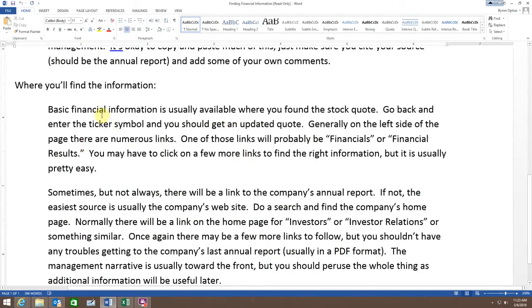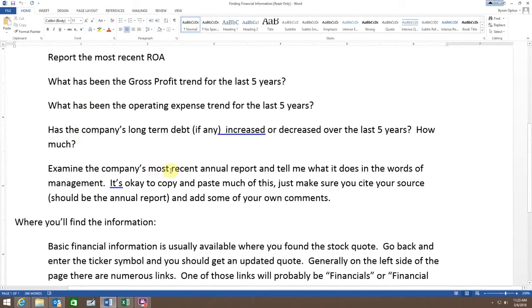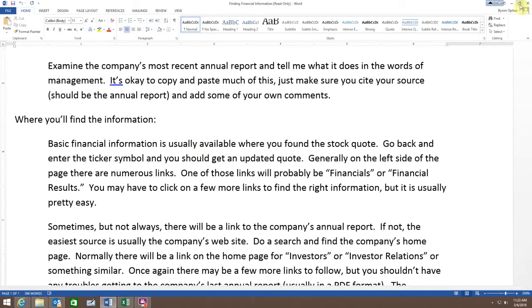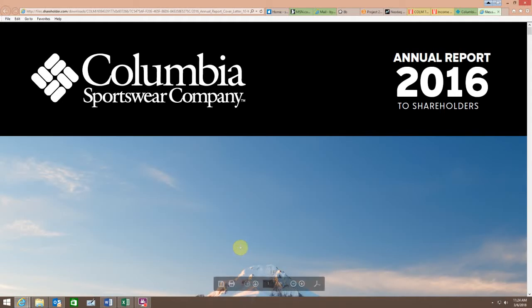But then I want to examine the company's most recent annual report. Tell me what it does in the words of management. It's okay to copy and paste much of this. Just make sure you cite your source, which should be the annual report. Okay, so let's go back to that annual report. Where am I going to find that?